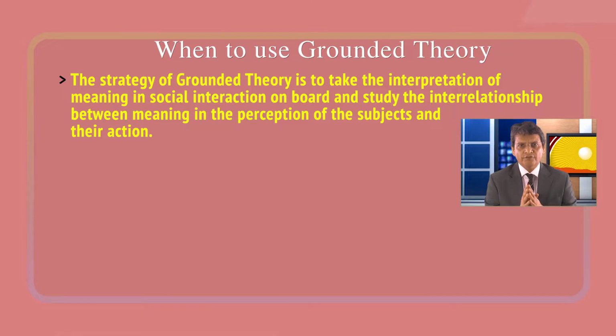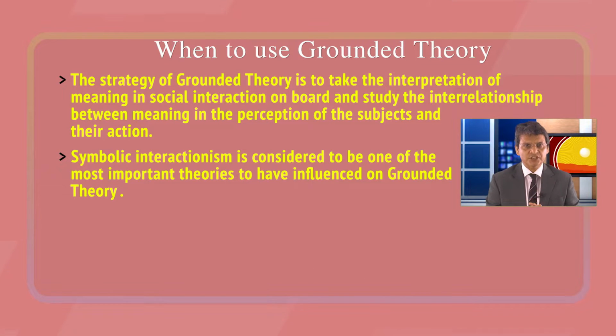The strategy of grounded theory is to take the interpretation of meaning in social interaction on board and study the interrelationship between meaning in the perception of the subjects and their action. Symbolic interactionism is considered to be one of the most important theories to have influenced grounded theory. Symbolic interaction asserts that we understand the world by interpreting human interaction, which occurs through the use of symbols such as language, verbal and non-verbal.